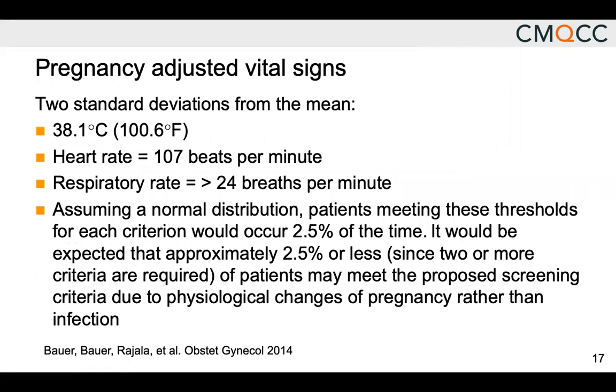The pregnancy-adjusted vital signs are shown here. They were developed from large data sets illustrating 2 standard deviations from the mean, which identifies 38.1, a heart rate of 107, a respiratory rate of 24. Assuming a normal distribution, patients meeting these thresholds for each criteria would only occur 2.5% of the time. We rounded these off to 38 and 110 to make it easier for clinical use.